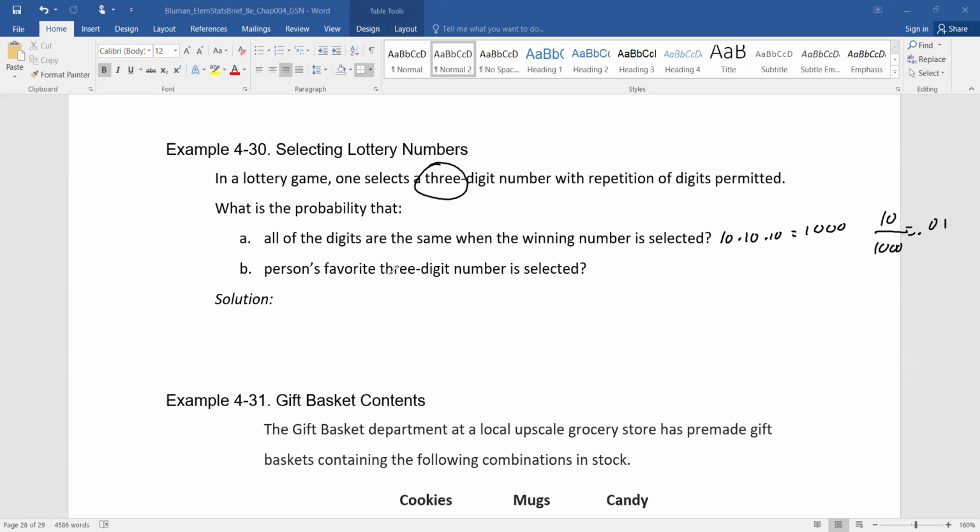Part B, a person's favorite 3-digit number is selected. So out of 1,000, there is one perfect number for that person's digit. So that's 1 out of 1,000, which comes out to 0.001. So if you have a certain number that you like, you have a 0.1% chance of winning a pick 3 lottery. All right, let's look at another example.